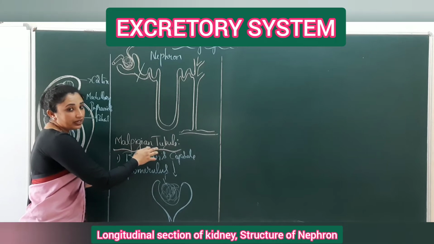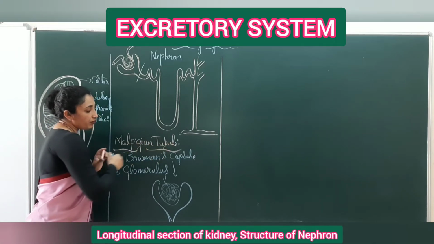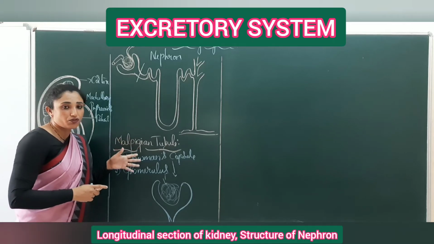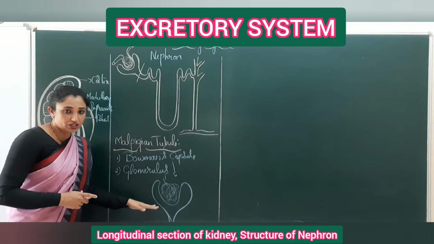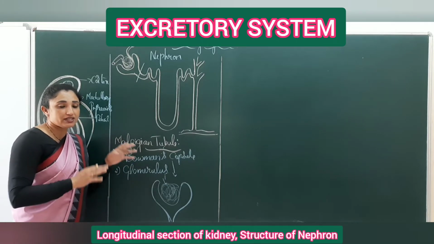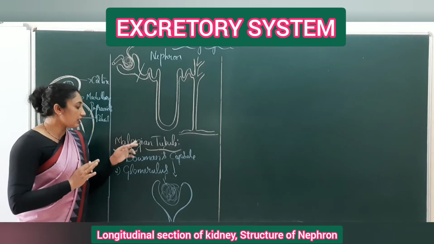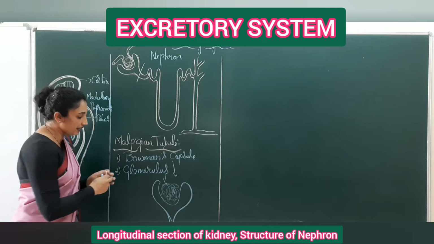These two structures together are known as Malpighian tubule. I repeat, for this part, Malpighian tubule, they may ask you for 1 or 2 marks to draw the neat labelled diagram of the Malpighian tubule. They will not ask separately for Bowman's capsule or glomerulus. They will just ask, draw the neat labelled diagram of Malpighian tubule. Then you should be able to draw this diagram.